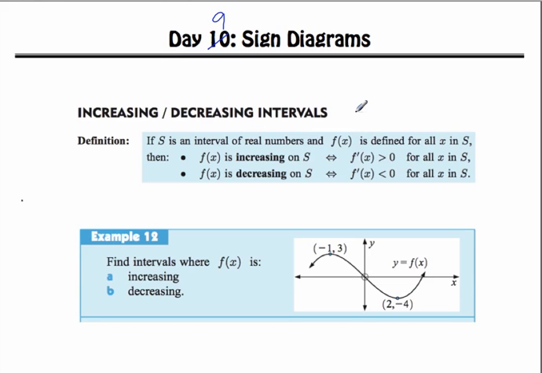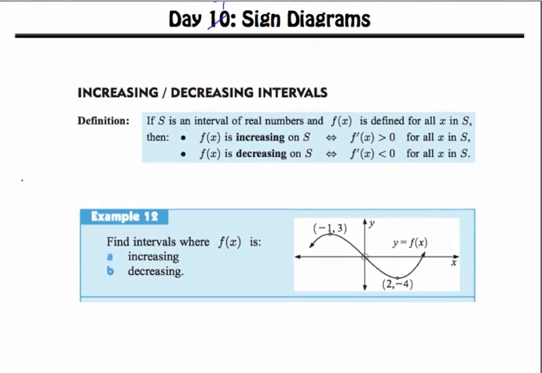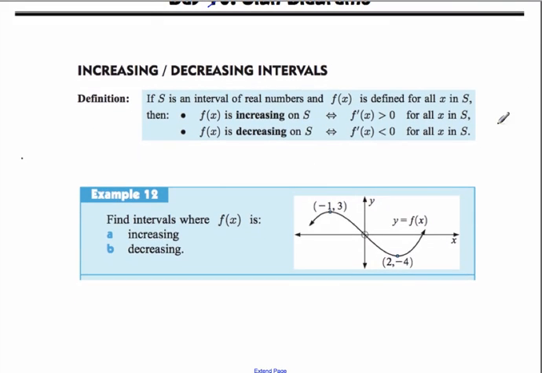Hello, this is Mr. Collier, and today we're using sign diagrams to show where a function is increasing or decreasing. So if we look at this example, this graph here, we see two important points are labeled. Those are points at which the derivative is 0.